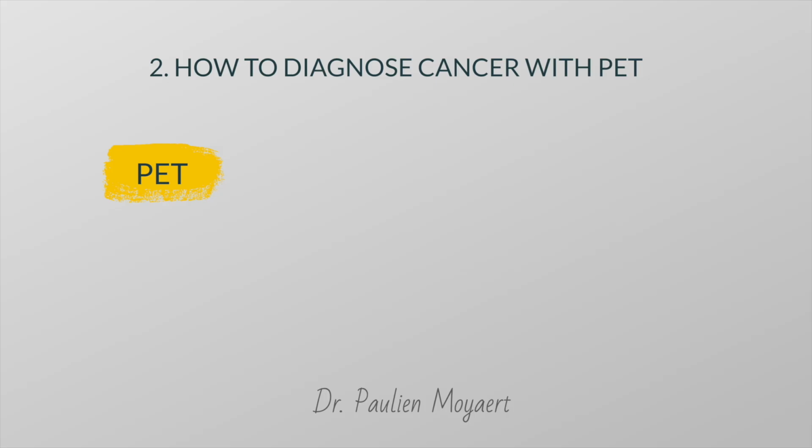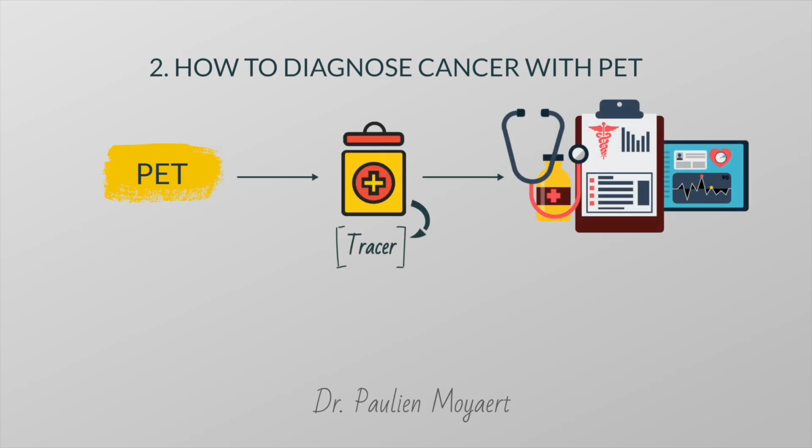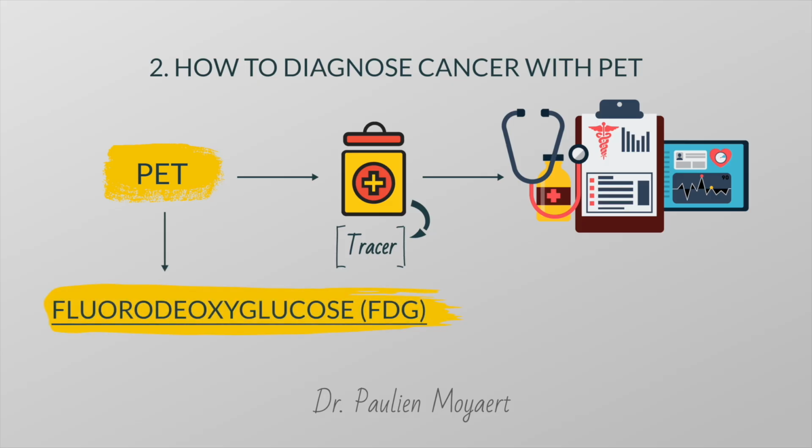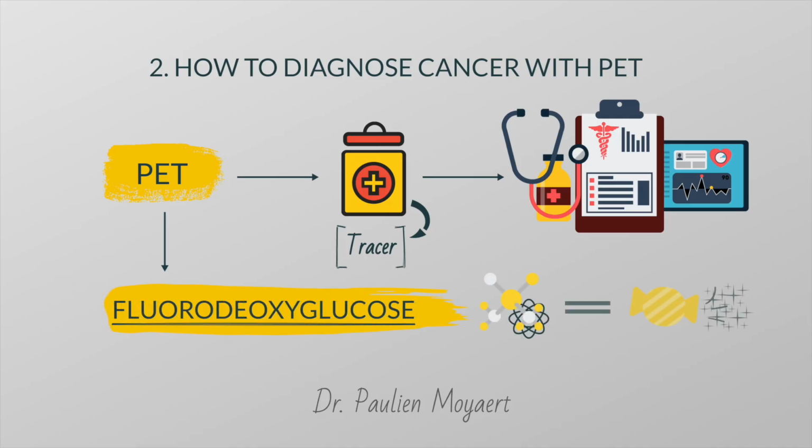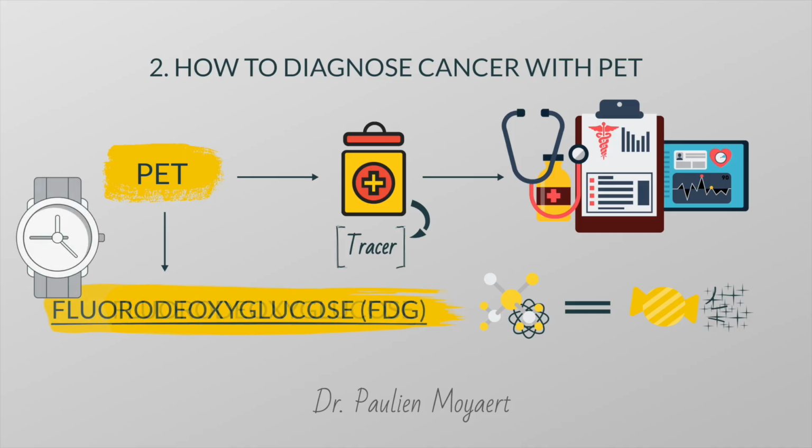PET uses a radioactive drug called a tracer to look at the function of your organs. The most commonly used PET tracer is a molecule called FDG. FDG is nothing more than a glucose or a sugar molecule with a radioactive part attached to it. In a little under 2 hours, about half of the radioactivity will be gone due to radioactive decay. So the clock is ticking to get the scan done.